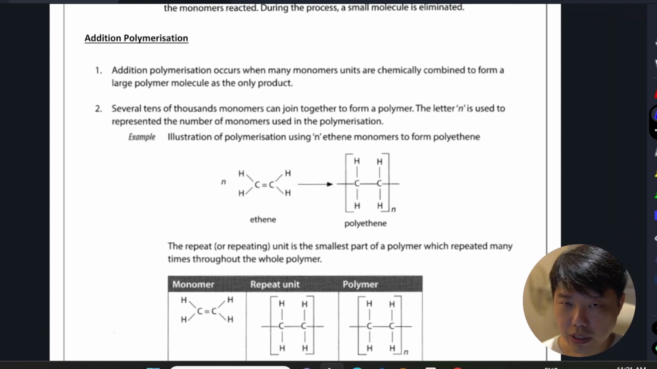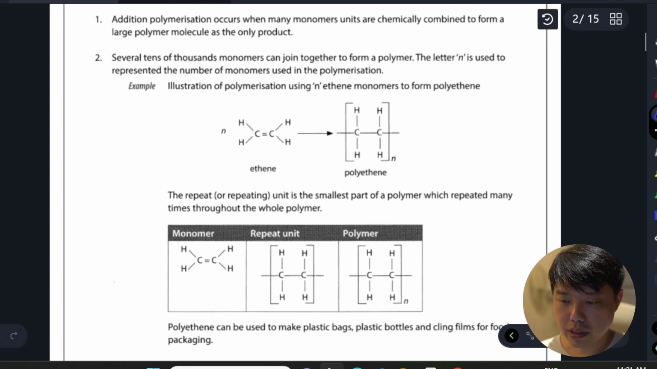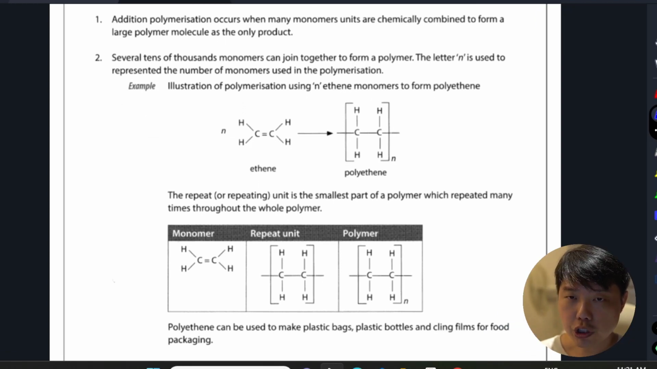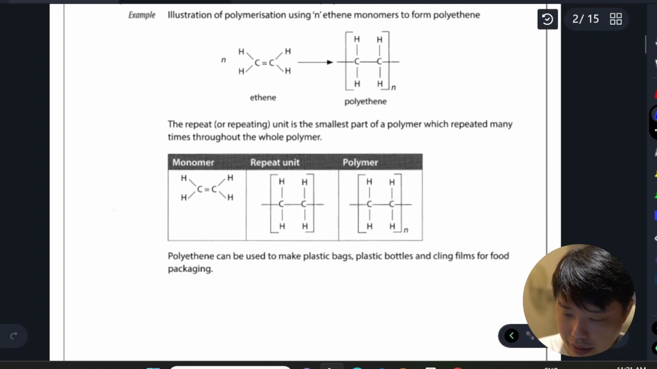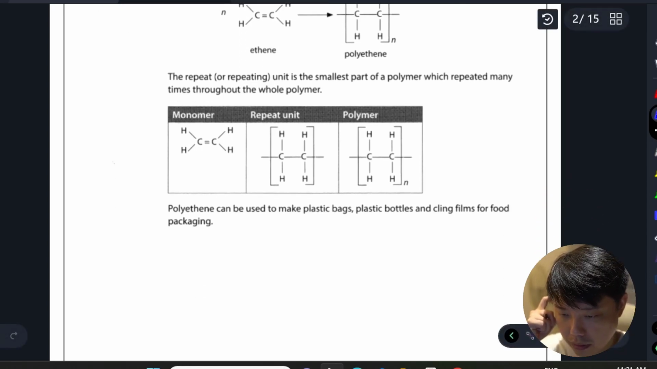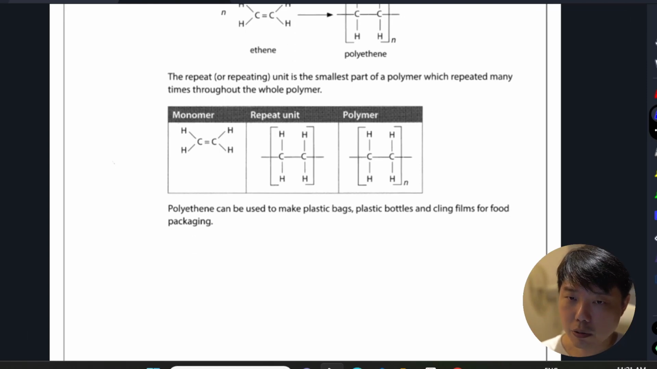Hi guys, today I want to share with you about addition polymerization and condensation polymerization. Let's start with addition polymerization. I want you to see a pattern here. You need to have a monomer which is unsaturated, which then can open up and become a polymer. So that's how we can get repeated units, thousands of repeated units.